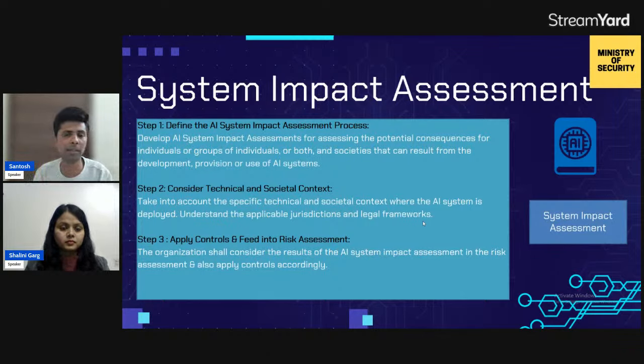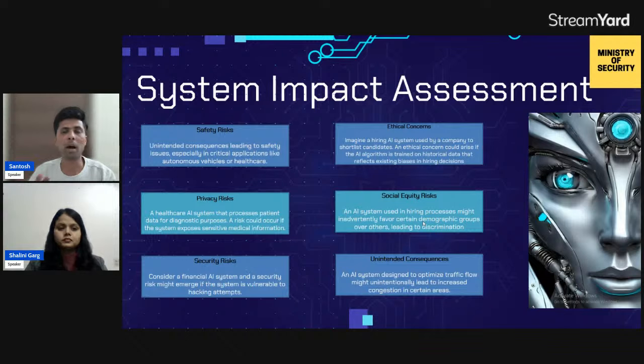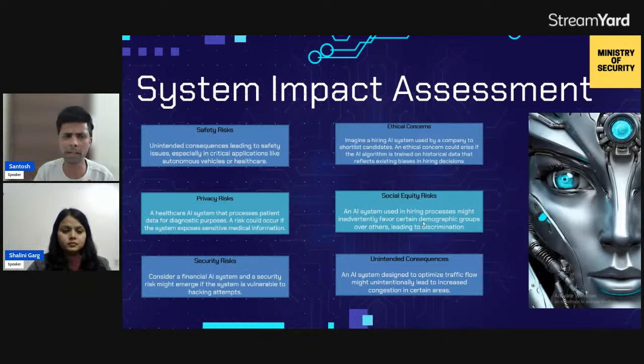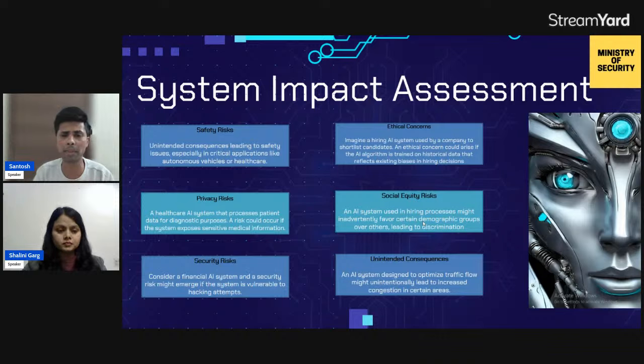The auditor would be interested to understand what your system impact assessment procedure is, how you intend to do it, and how it feeds back into your risk assessment. So that's what system impact assessment talks about. What are the outputs of your system impact assessment? It talks about safety risk, privacy risk, security risk, ethical concern, social equity risk, and unintended consequences. Let's have a quick look at all these six things.